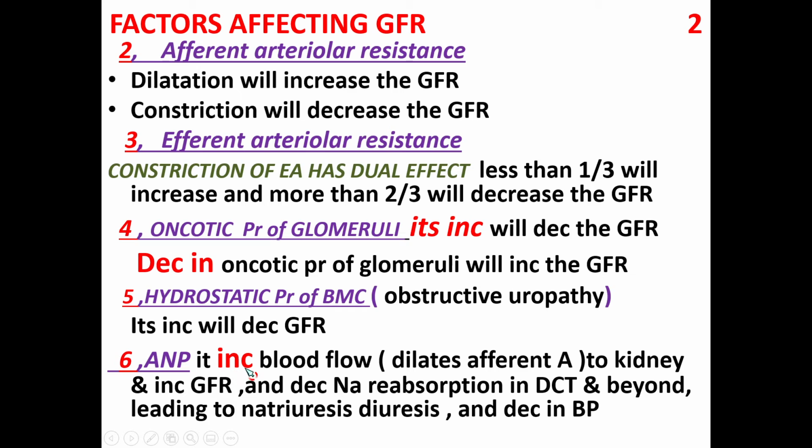It increases the blood flow and dilates the afferent arteriole. Whenever the afferent arteriole is dilated, it will increase the GFR because more and more blood will move to the kidney. It also decreases sodium reabsorption in the distal convoluted tubule and beyond, leading to natriuresis, diuresis, and decrease in the blood pressure. Natriuresis means loss of sodium in the urine. Diuresis means polyuria, more and more passage of urine, and decrease in the blood pressure.